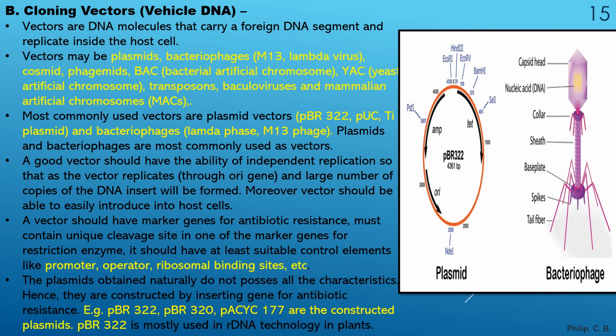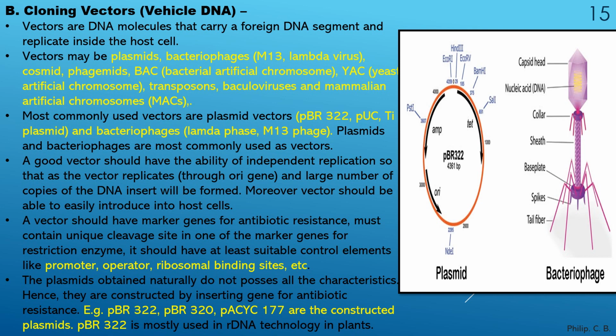So the most commonly used vectors are plasmids. Commonly preferred vectors are plasmids such as pBR322, pUC, Ti plasmid, and bacteriophages, that is lambda phage or M13 phage. Plasmids and bacteriophages are the most commonly used vectors. That's why I put the image on the right hand side, so it will help you to understand what a plasmid is as such, and a bacteriophage.